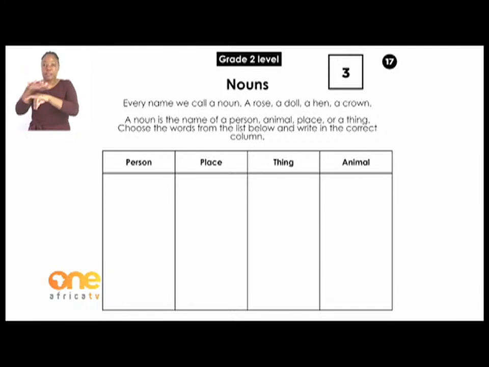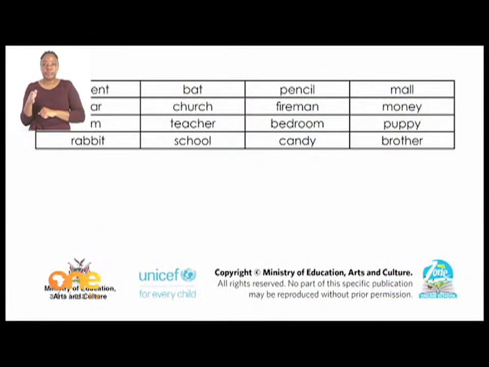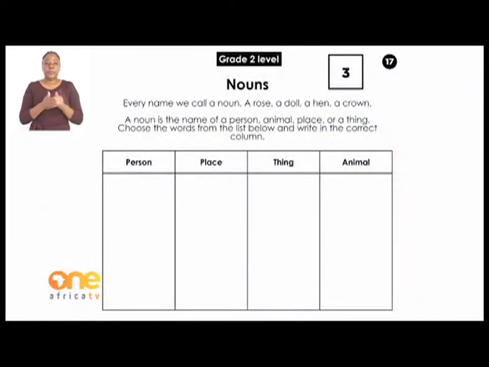Let's take a look at the next one. We have the word pencil. Let's see. A pencil can't be a person. A pencil can't be a place. I don't think so. A pencil can't be an animal either. But a pencil can be a thing. It's something that we use to write. So write the word pencil under the column thing.